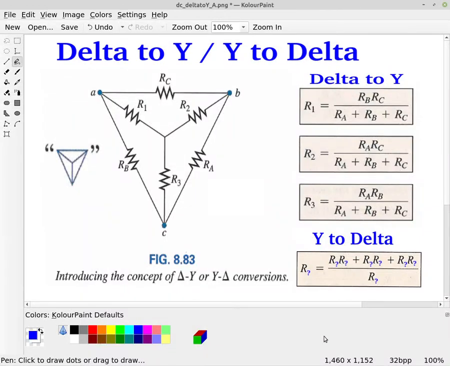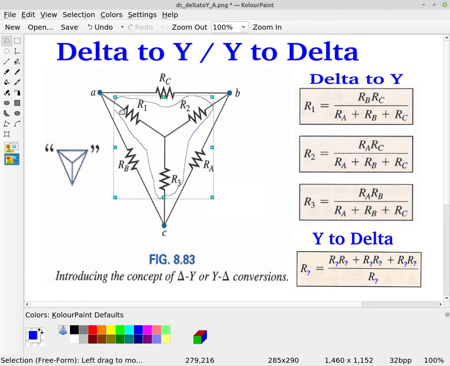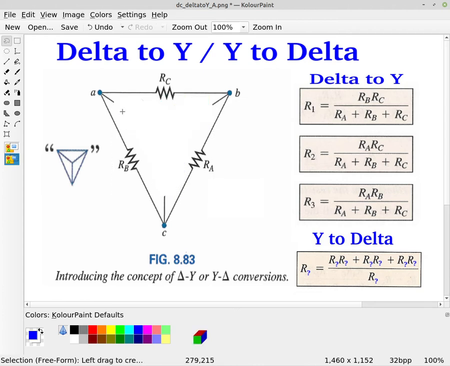This video is going to discuss doing delta to Y and Y to delta conversions. As you can see here, we have a circuit, and it looks kind of complex. We actually have a Y circuit superimposed on a delta circuit. So this is the delta circuit, where we have three resistors. In this case, they're labeled A, B, and C.